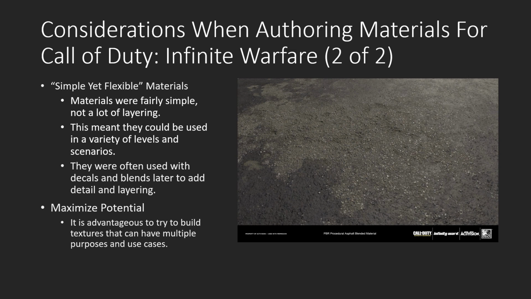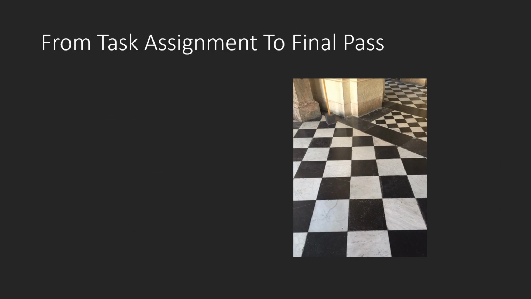We wanted to maximize potential, so it is advantageous to build textures that could have multiple purposes and use cases. We wanted the ability to use them on the floor, wall, or ceiling when appropriate. Obviously you wouldn't use asphalt on a ceiling, but I think you know what I mean. So I wanted to talk a little bit about how it worked when I got a task, and then how it went to creating the final pass.